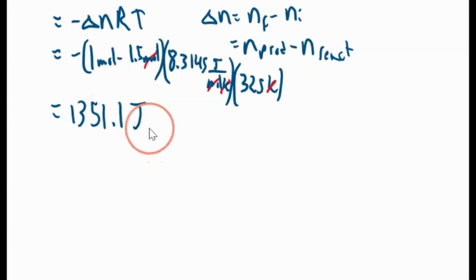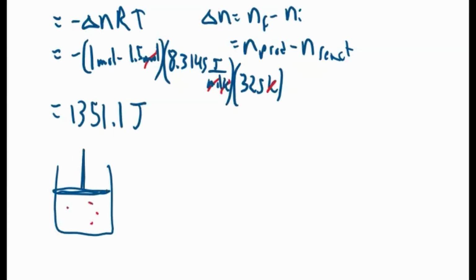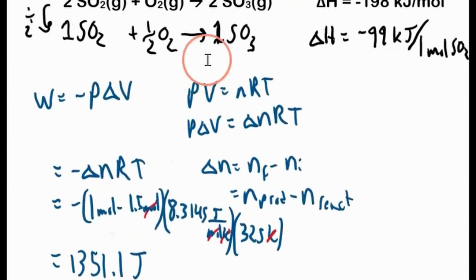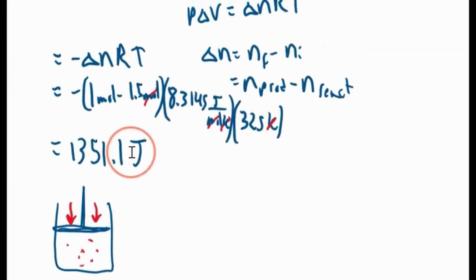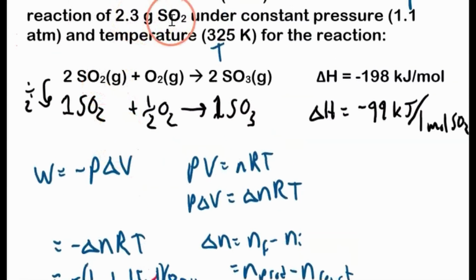And does this make sense? Well, if we have like a piston with a gas, and this is our gas in here, these are the reactants. When they turn to products, we get less moles. The number of moles gets reduced. So the volume has to go down, which means work is being done on the system. We're putting energy as work into the system, so the system's gaining energy as work. That's why this is positive here. So that makes sense.